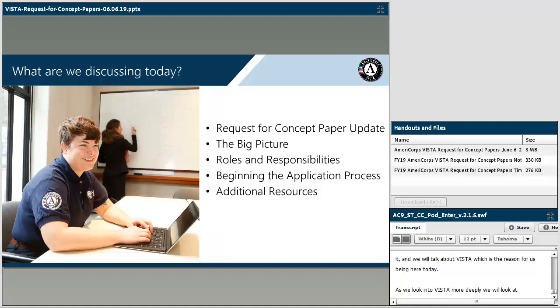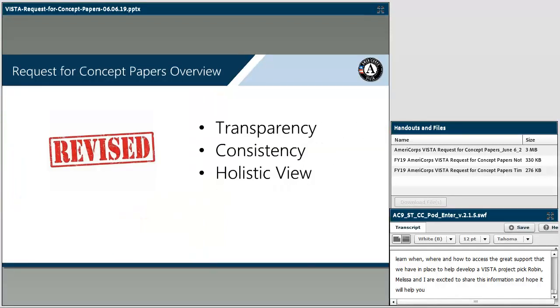We'll review the VISTA member role, as well as the role and responsibilities of sponsoring organizations. We're going to take a look at the application process and really focus on the concept paper submission, which is the first step of a 2-part process to apply to become a VISTA sponsor. And then finally, we'll share additional resources with you so you can learn when, where, and how to access the great support that we have in place to help you develop a VISTA project. Robin, Melissa, and I are excited to share this information and really hope it will help you decide to take the first step at a concept paper.